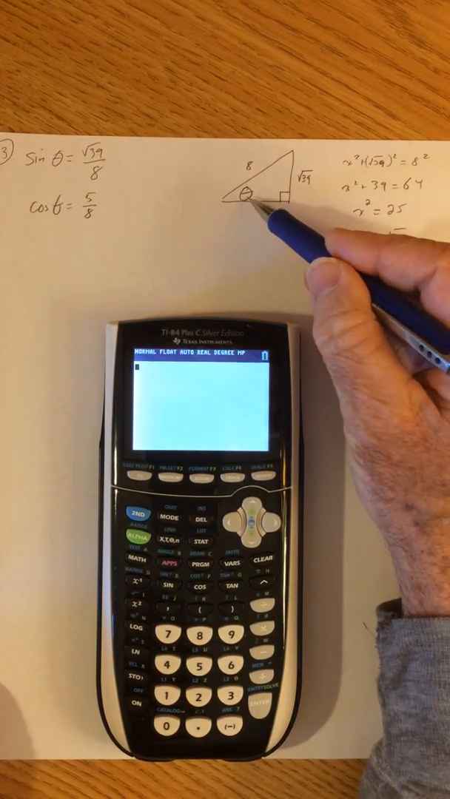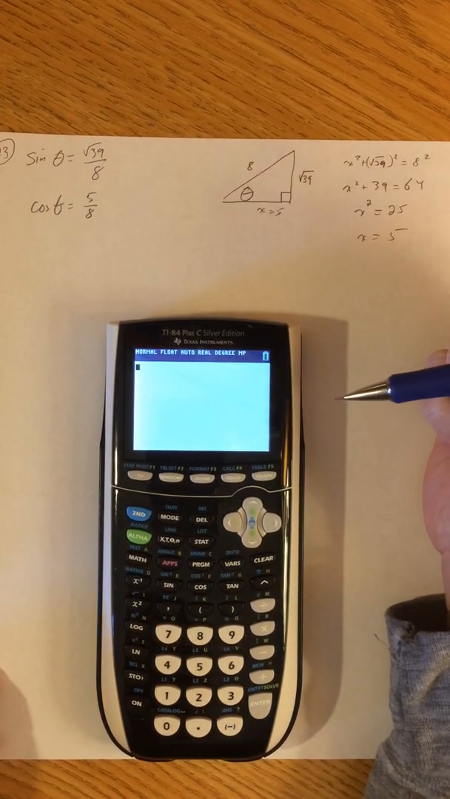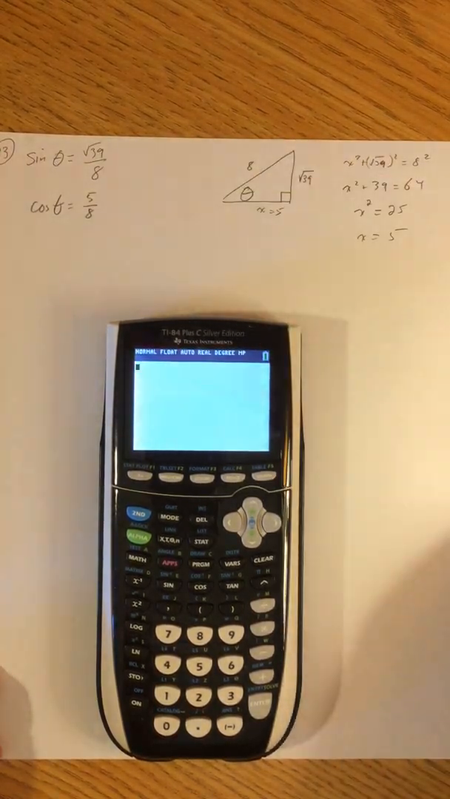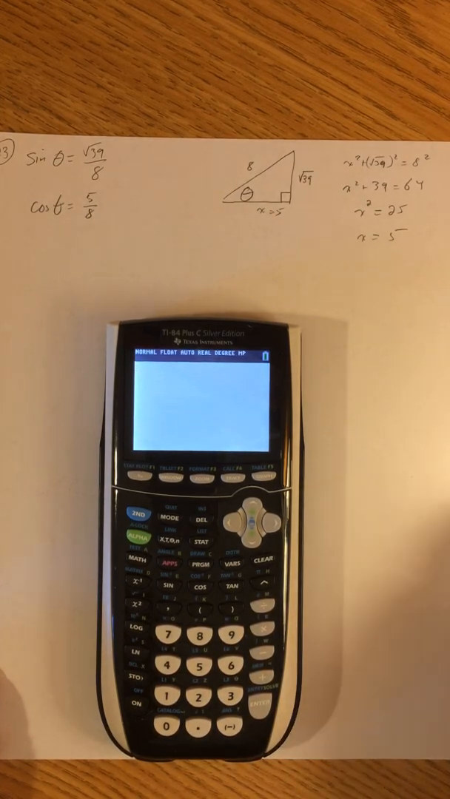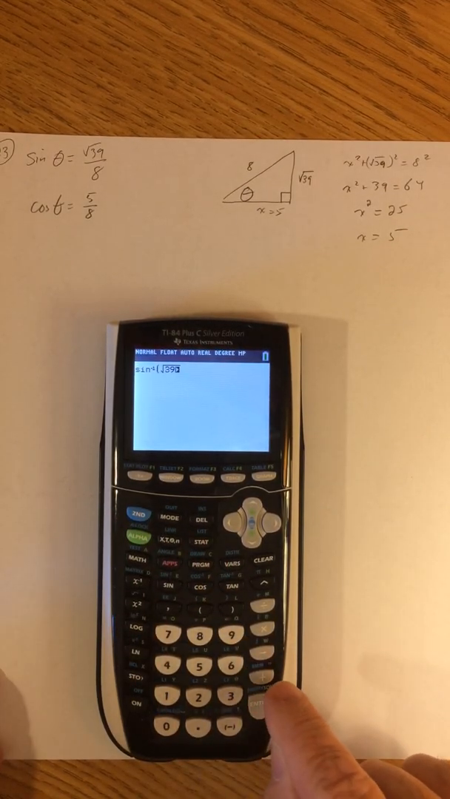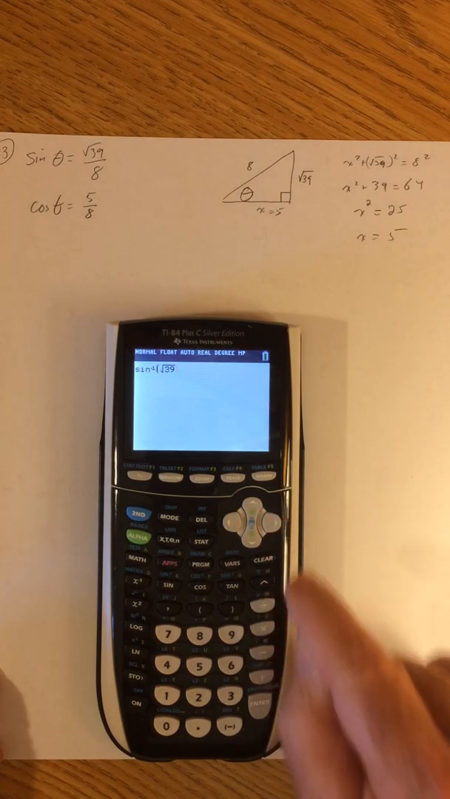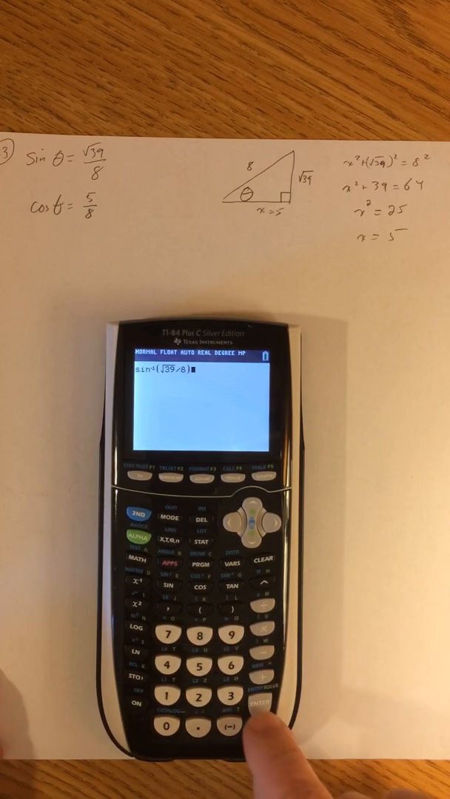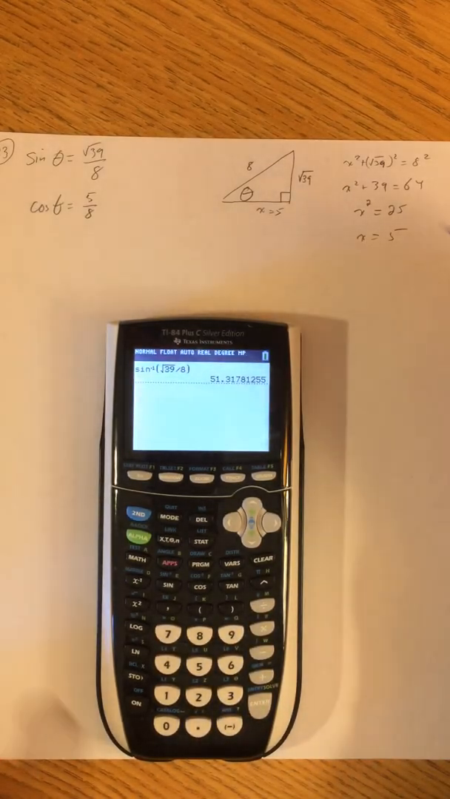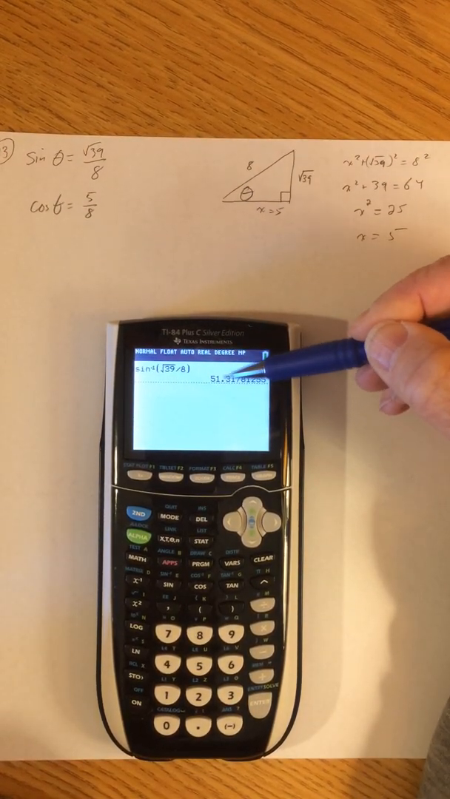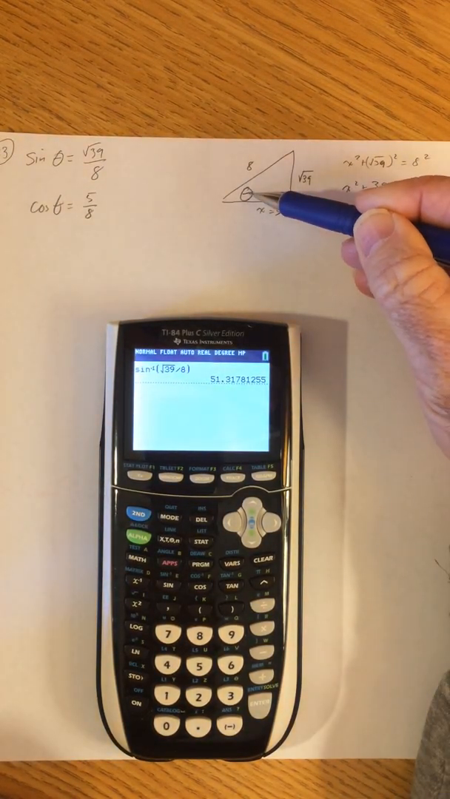Now I can find that angle, theta, by taking the inverse sine of the square root of 39 divided by 8. I take the inverse sine, second sine, of the square root of 39 divided by 8. That gives me a degree measurement. It says that this angle right here is somewhere near 51 degrees.